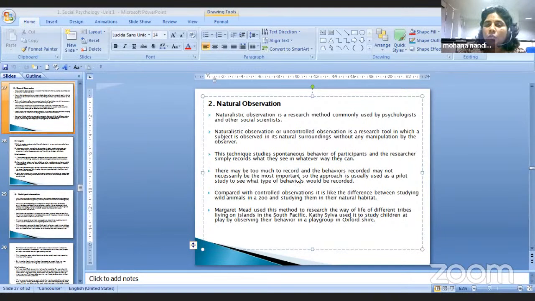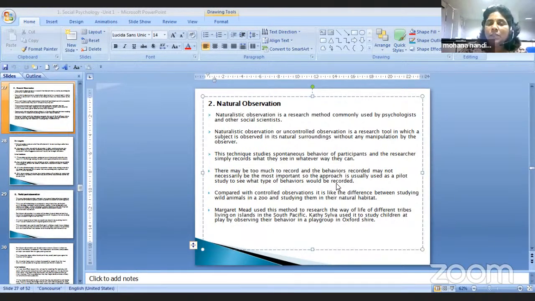Here, there may be too much to record, and the behaviors recorded may not necessarily be the most important. So the approach is usually used as a pilot study. See here, what type of behaviors will be recorded. Suppose you are observing a person in a playground and he is more aggressive. Definitely we will call him an aggressive person. How he's behaving, and not only that, the way he tends to make things. So these are the things we consider.